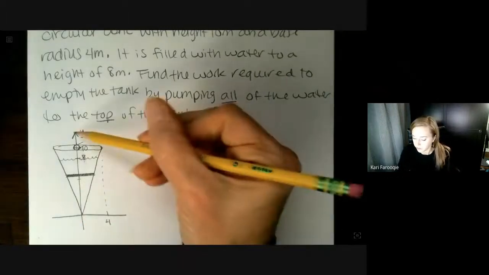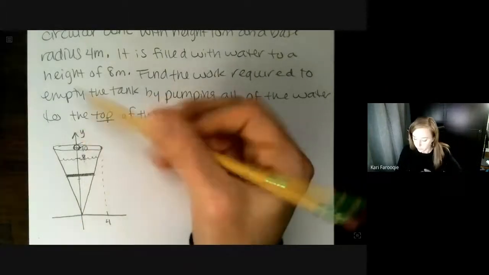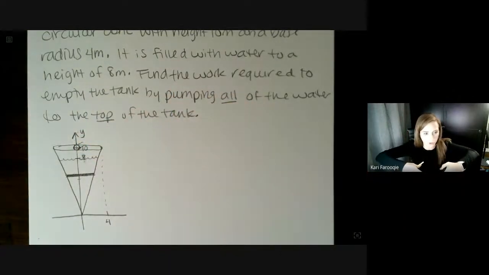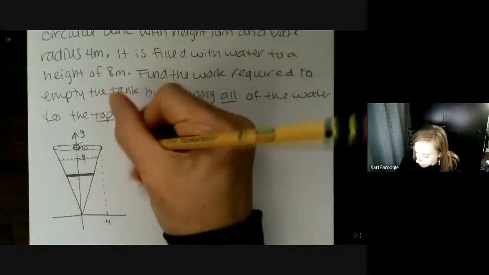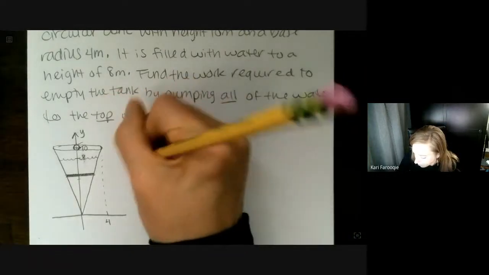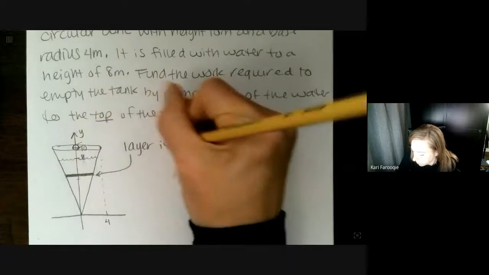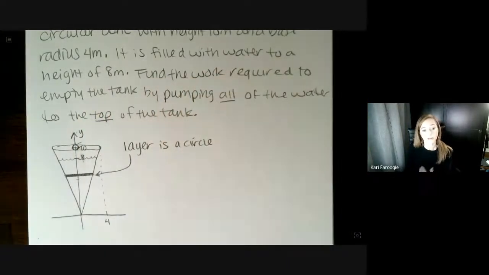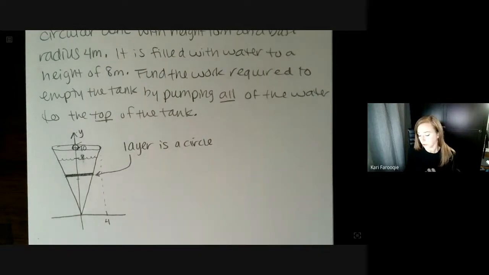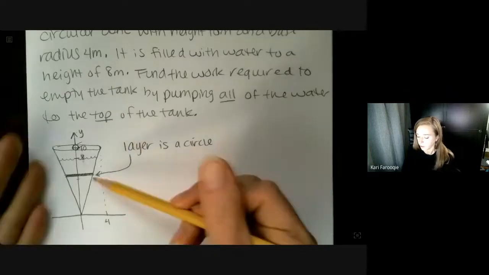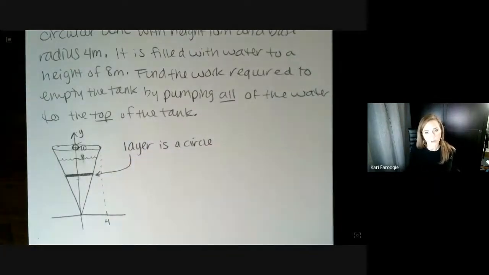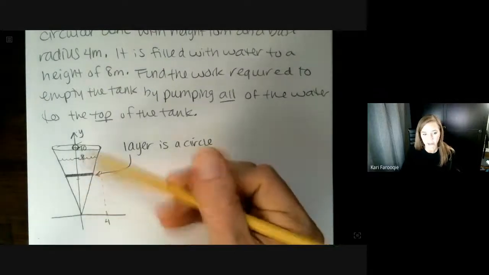So again, sit at the top of the y-axis and look down. If you sit up here and look down, what you're going to see inside that cone is a circle. So our layer right there is a circle, but the radius in this case is going to vary. This is different from looking at the cylinder. When we were looking at a cylinder, the sides were straight, so the area of that circle was going to be the same all the time, no matter where you move the layer up or down.